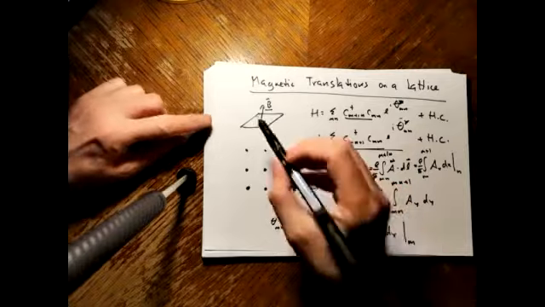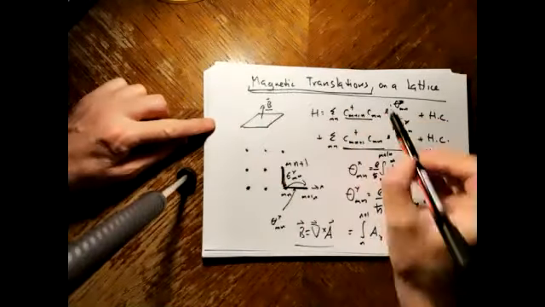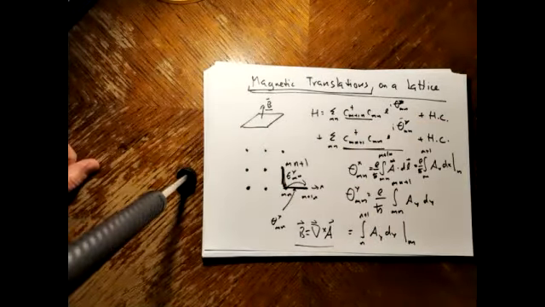What I want to focus on is how to construct magnetic translation operators. Before I specify what the vector potential is going to be, I will go through how to construct these operators.